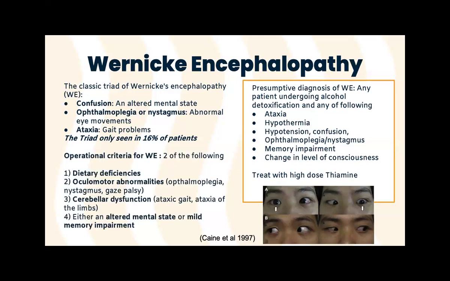So there's been a proposal of rather using what they call operational criteria. So if you have that history of the dietary deficiency or the alcohol use, plus oculomotor or cerebellar signs, or even just mild memory impairment. And actually the South African guidelines talk about a presumptive diagnosis of anybody who's going through alcohol detoxification and has any one of those. So if they have either ataxia or hypothermia or hypertension or ophthalmoplegia, or even just a slight change in consciousness, then you want to get them onto high-dose thiamine.